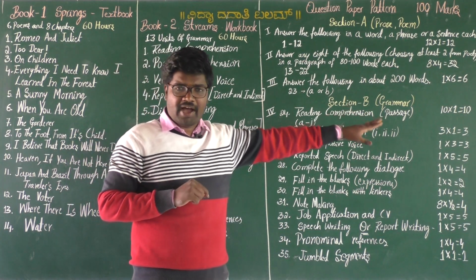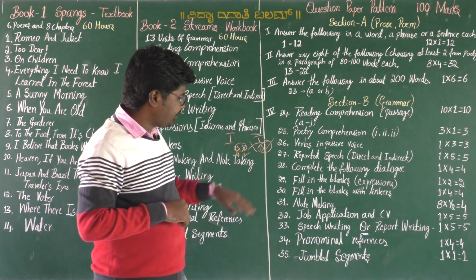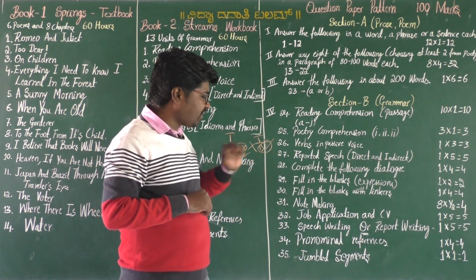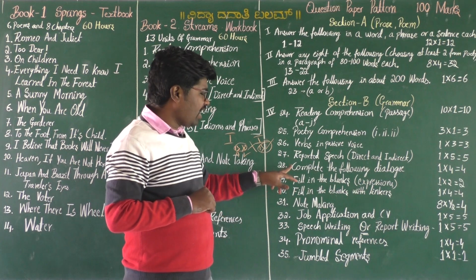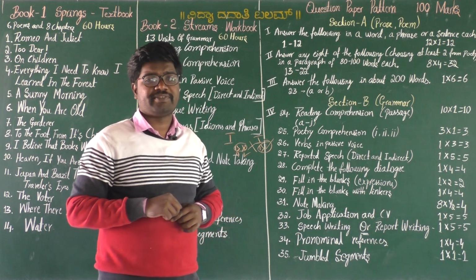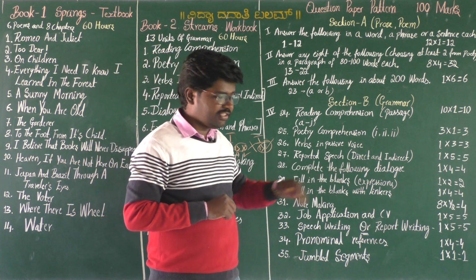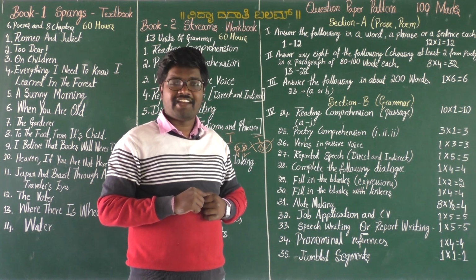There will be 5 marks on this direct and indirect speech. And the 28th question is: complete the following dialogue. You are already familiar with this from the first PUC, dialogue writing. You are already familiar with film dialogues and drama dialogues.